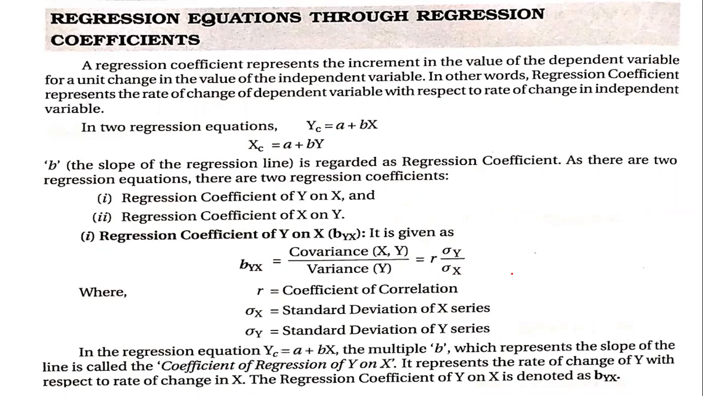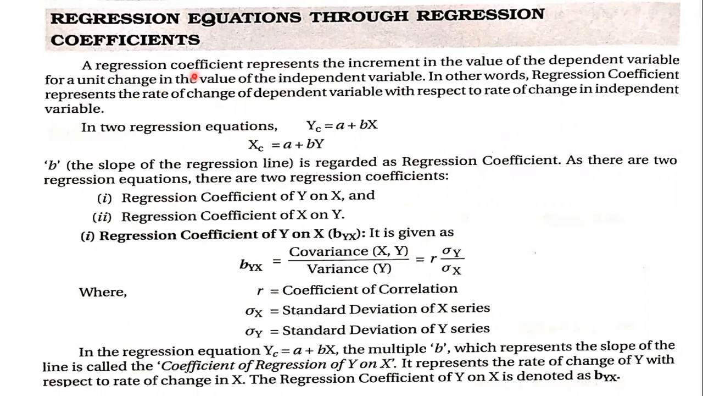Okay. Now, moving further, regression equation through regression coefficients. This is something which we solved in time series, where we directly used the formula to find a and b, and then we got the equation. So how did we get all those coefficients? Let us understand here. Regression equations through regression coefficients.